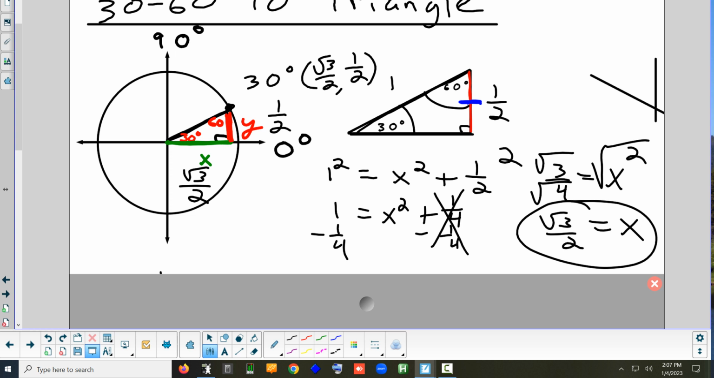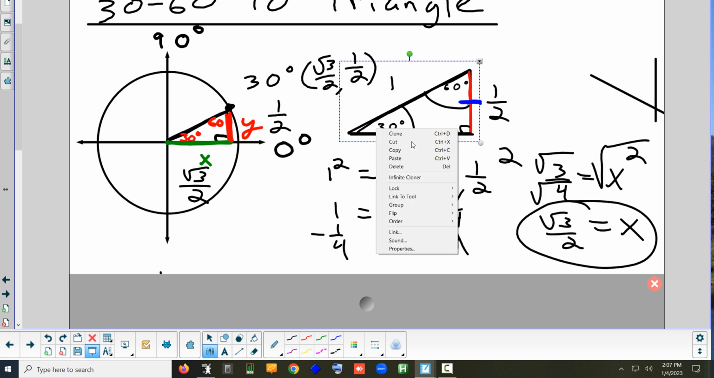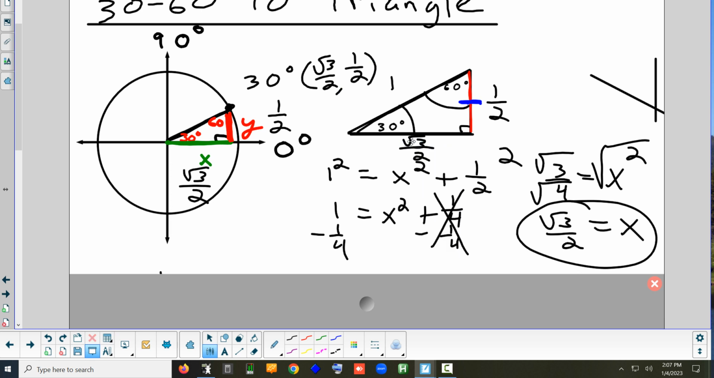And if you look at your triangle, when you're dealing with a 30, 60, 90, the bigger side, which we just said is square root 3/2, always goes opposite the bigger angle. The smaller side always goes opposite the smaller angle. That's how you can remember which one goes where. Big side, big angle. Small side goes across from the small angle.